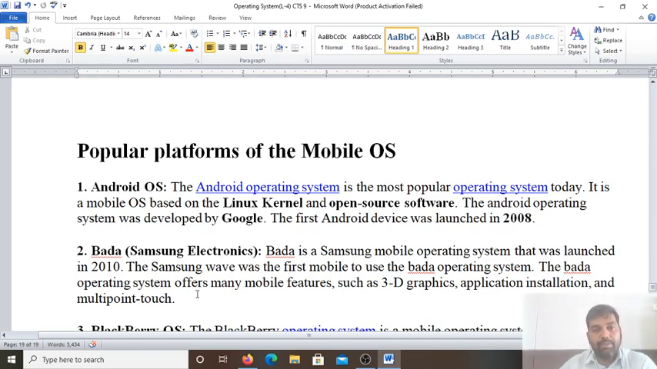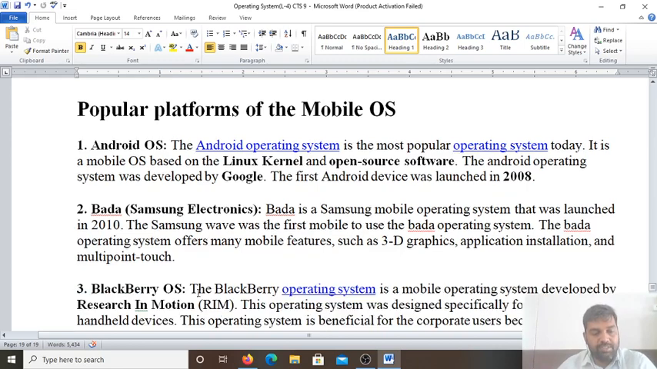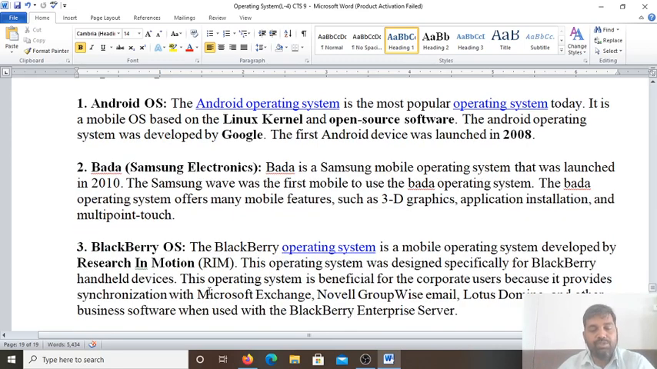Next is the Symbian operating system. Symbian is a mobile operating system used for smartphones, developed by Symbian Limited and maintained by the Accenture company. The Symbian operating system is used by Nokia. Android overtook it, and Android purchased the Symbian operating system in 2010.